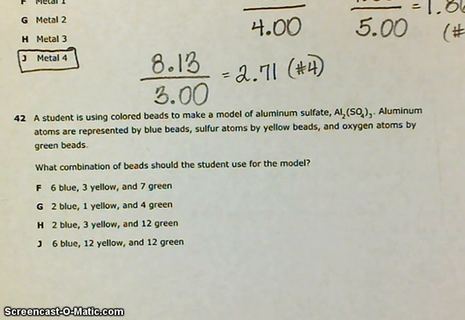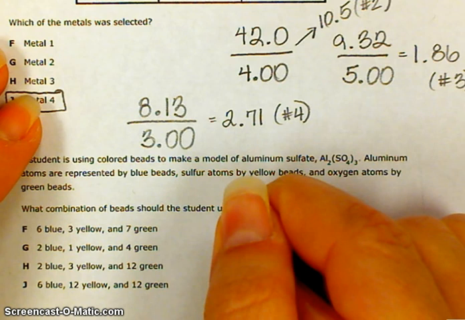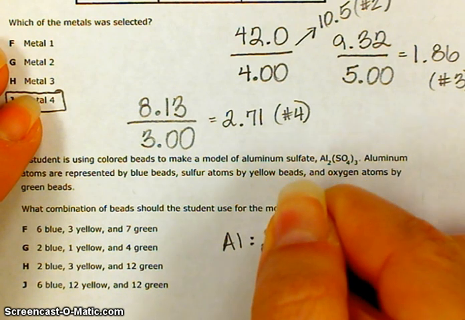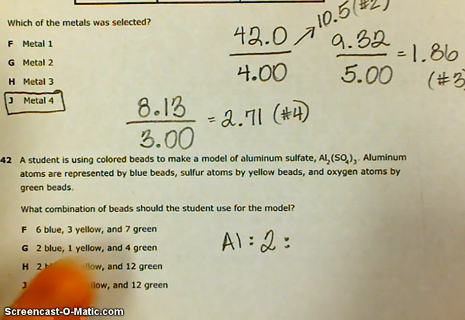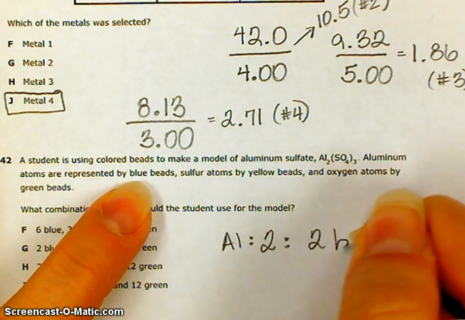All right. Number 42, a student is using colored beads to make a model of aluminum sulfate, Al2(SO4)3. Aluminum atoms are represented by blue beads, sulfur atoms by yellow beads, oxygen atoms by green beads. What combination of beads should the student use for the model? Well, how many aluminums do you have total? You have 2. So you should have 2 blue beads for aluminum.